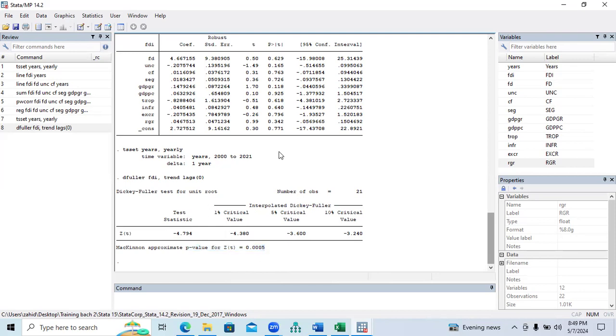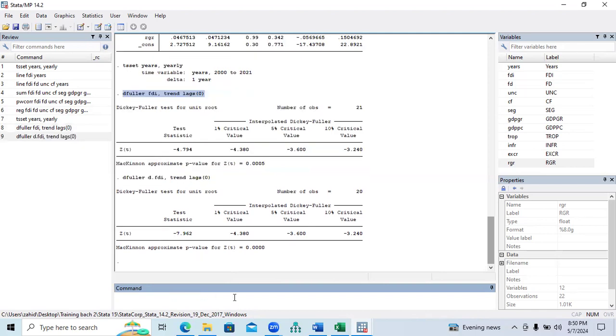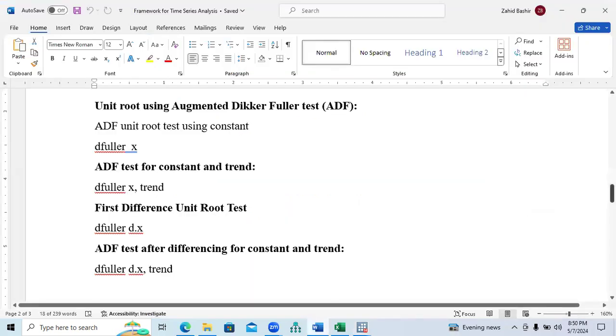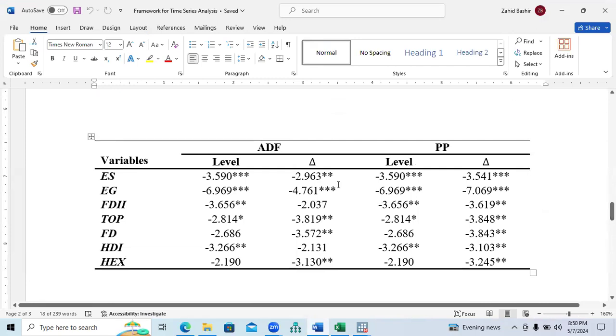If I need to check its stationarity at first difference, you just need to copy this command, put it here, and before FDI, you need to put a D dot. So it will create the first difference here. You can see here the test statistic value has increased, and it is also greater than all the other values. And here the p-value has also become significant. So we can conclude here that FDI is stationary at level as well as at first difference using the Augmented Dickey-Fuller command.